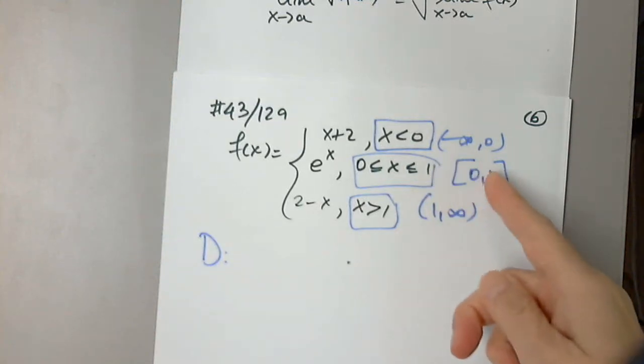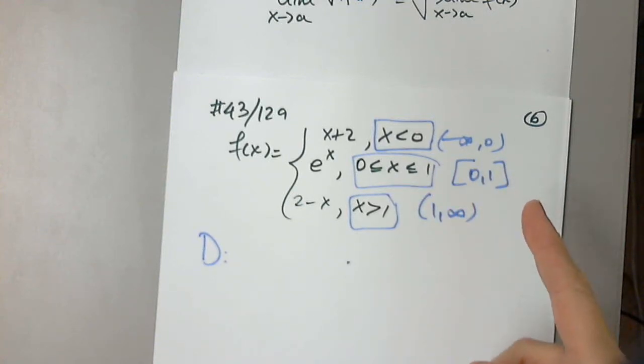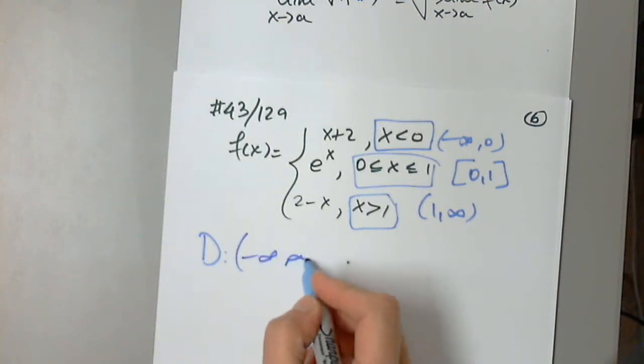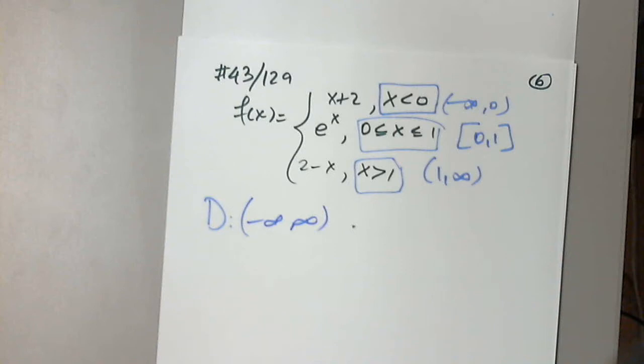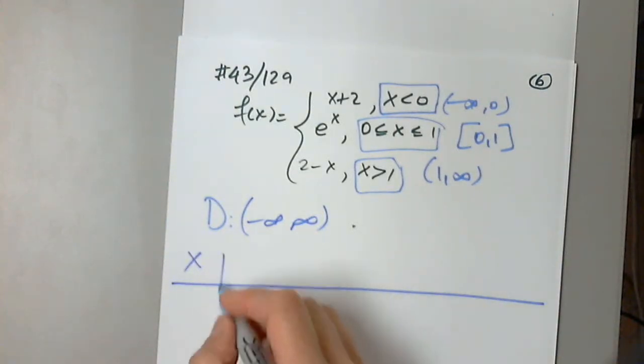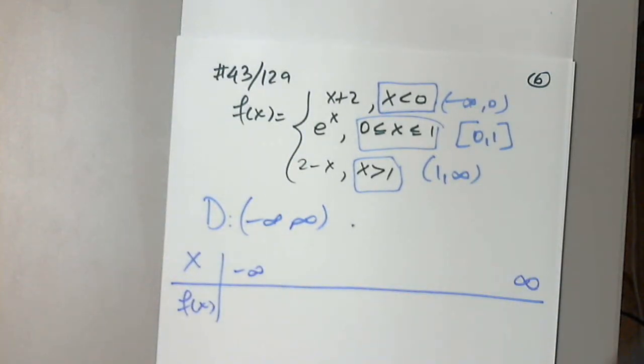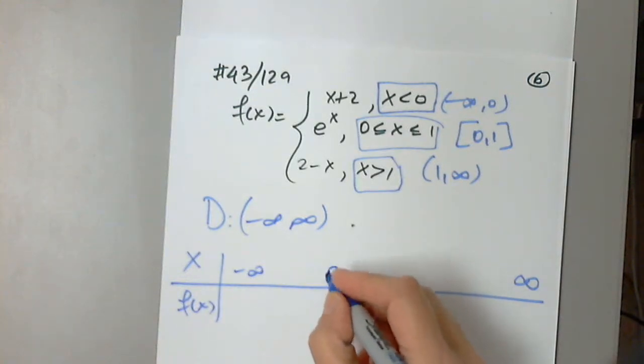Yes, because we have everything between negative infinity and 0. We have everything between 0 and 1, including 0, including 1, and everything between 1 and infinity. So the domain must be this. Very good. Then we'll start our table. Which numbers have to be in the table? Because the function changes from one type of function to another at those numbers. And the correct answer is 0 and 1.